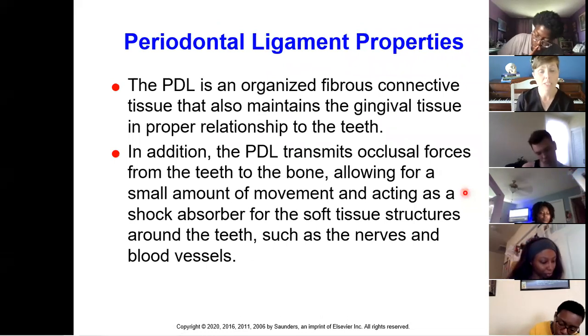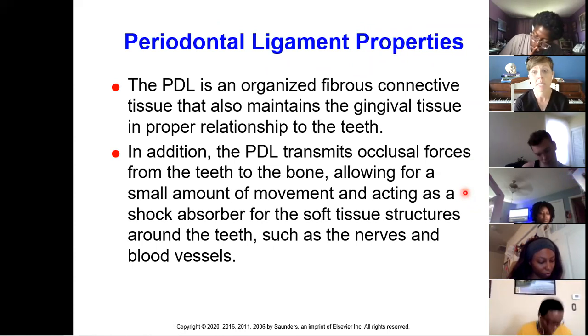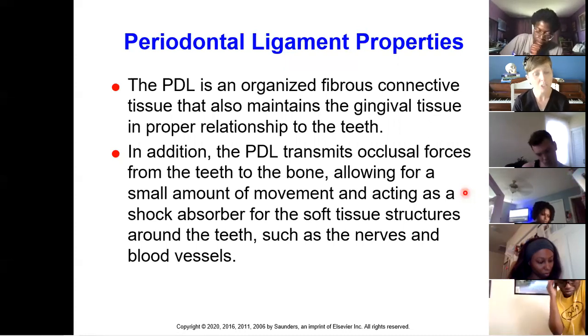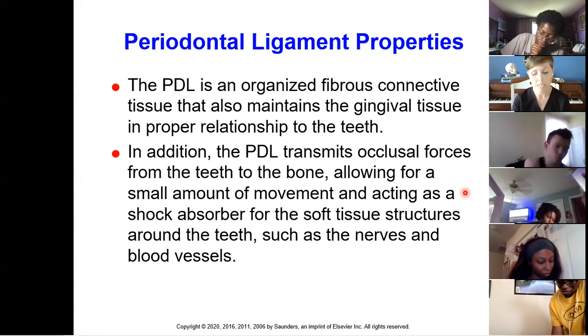The periodontal ligament is an organized fibrous connective tissue that also maintains the gingival tissue in proper relationship to the teeth. In addition, it transmits occlusal forces from the teeth to the bone, allowing for a small amount of movement and acting as a shock absorber for the soft tissue structures around the teeth, such as the nerves and the blood vessels.